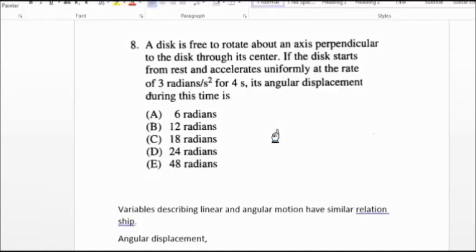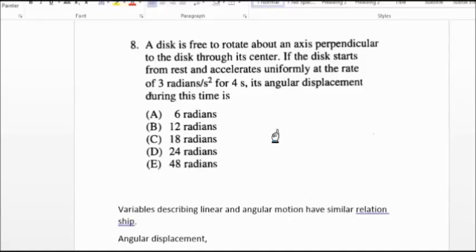The eighth problem: a disk is free to rotate about an axis perpendicular to the disk through its center. If the disk starts from rest and accelerates uniformly at the rate of 3 radians per second squared for 4 seconds, its angular displacement during this time is. Now this is a problem of kinematics, that is, we need to know the relation between motion variables of angular motion.